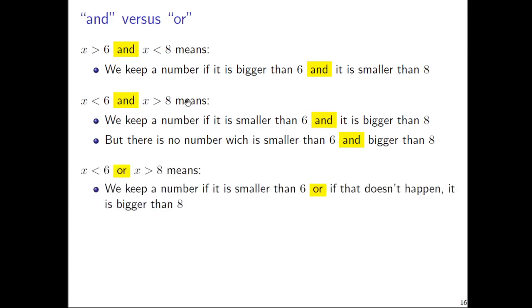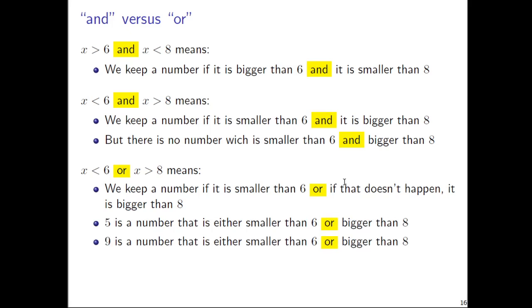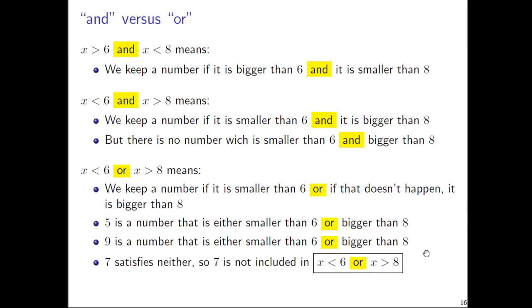So in this situation, the word or applies. Now, or has a very technical meaning. So reading x is less than 6 or x is greater than 8 means we keep a number if it is smaller than 6, or if that doesn't happen, it is bigger than 8. So 5 is a number that's either smaller than 6 or bigger than 8, so we keep it. 9 is a number that's either smaller than 6 or bigger than 8. It just happens to satisfy the bigger than 8 part, so we keep it. 7 satisfies neither, is neither smaller than 6 nor bigger than 8. So 7 is not included when you describe x is less than 6 or x is greater than 8.